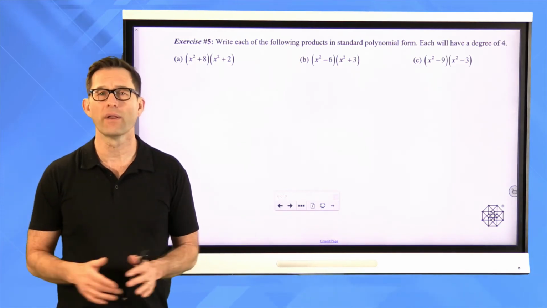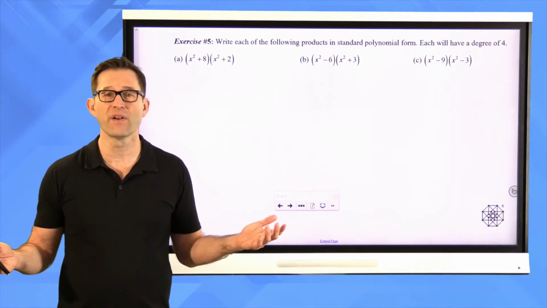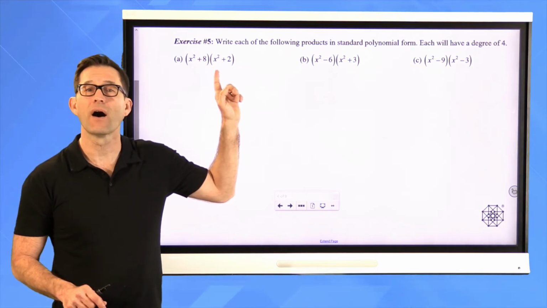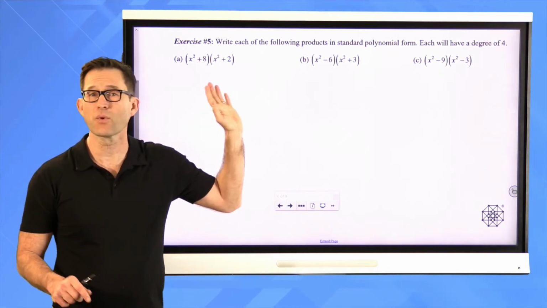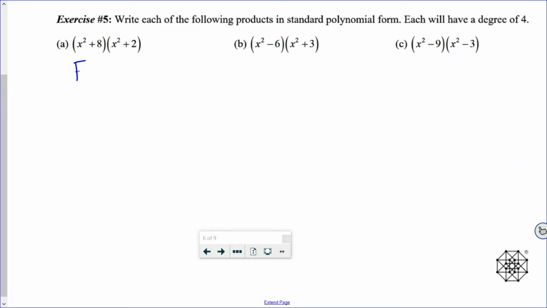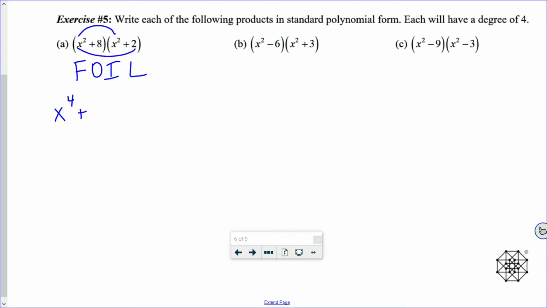Let's actually just do foiling on letter A and take a look at how it's done. It's very easy. In letter A, we have x squared plus 8 times x squared plus 2. So I'm going to do a little foiling here. First, outer, inner, last. When I do x squared times x squared, I get x to the 4th. When I do my outer, 2 times x squared, I get 2x squared. When I do my inner, 8 times x squared, I get 8x squared. And when I do my last, 8 times 2, I get 16.